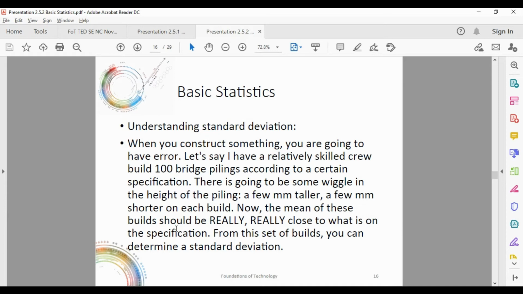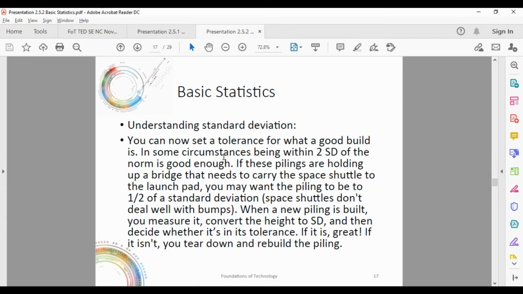On the average needs to be really close to the specification. Okay, I mean we're talking hundredths of an inch, or in this case millimeters. You're talking within a millimeter or two, or even more specific than that. Okay, but so you want your average to be what the specification is.